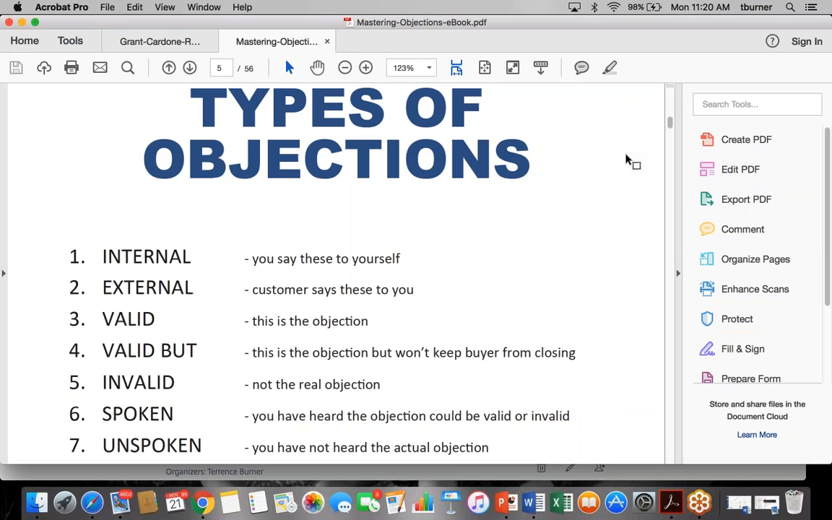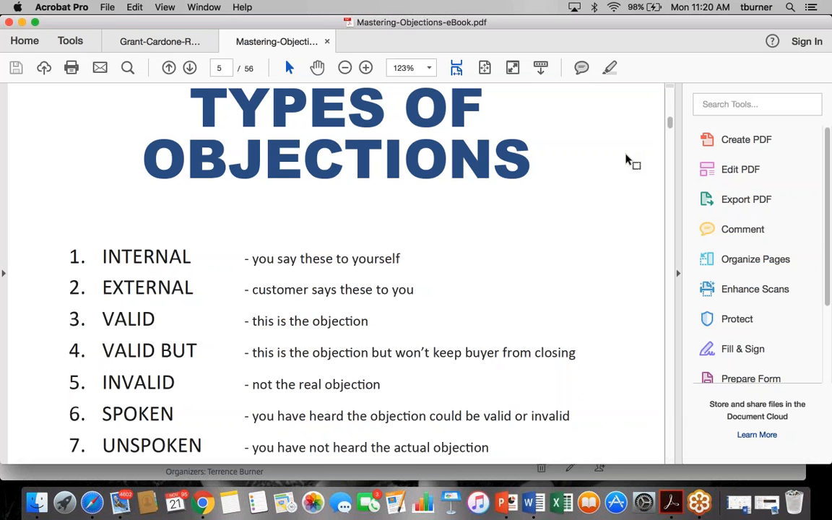Probably the most important, I don't know if the most important, probably the most critical objection that you'll receive, which is the one that you say to yourself. These are the objections that you go into the appointments already predetermined. These are the reasonings that you have already predetermined that the client's not going to want to move forward because of XYZ. These are all of the things that you project as you meet with people.